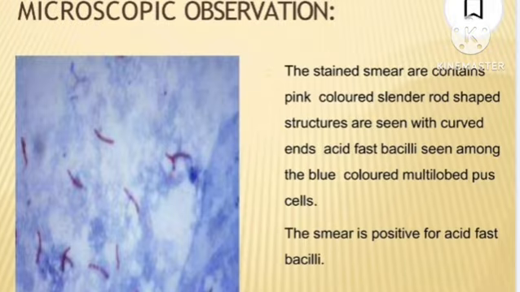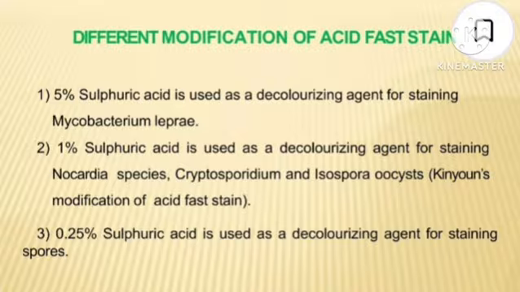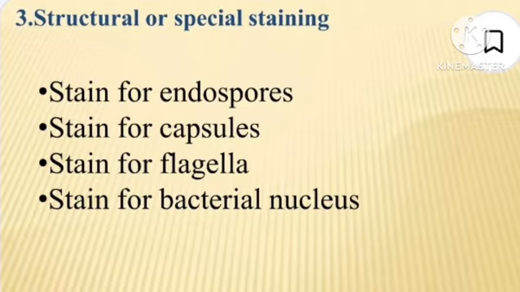Counterstain is applied to non-acid-fast cells. Microscopically, the stained smear shows pink-colored slender rod-shaped structures with curved ends, and bacilli are seen among the blue-colored background, so the smear is positive for acid-fast bacilli. There are different modifications of acid-fast staining. 5% sulfuric acid is used as a decolorizing agent for staining Mycobacterium leprae. 1% sulfuric acid is used for Nocardia species, Cryptosporidium and Cyclospora oocysts.